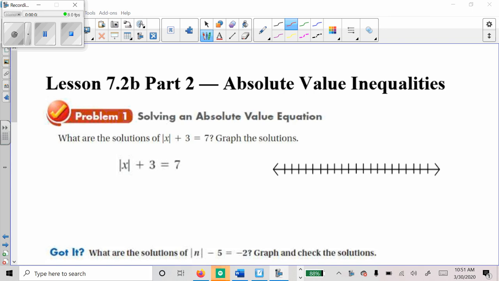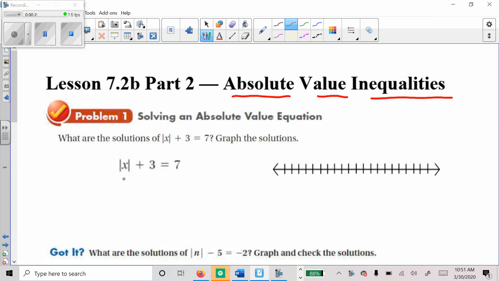This is Mr. Hermanson again here on Lesson 7.2b, Part 2, Absolute Value Inequalities. So first thing we want to do is just quickly review how you solve absolute value equations.